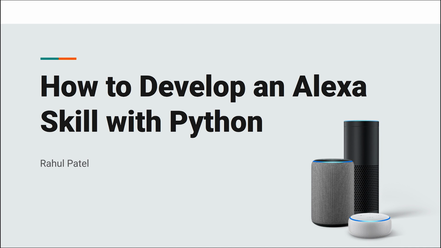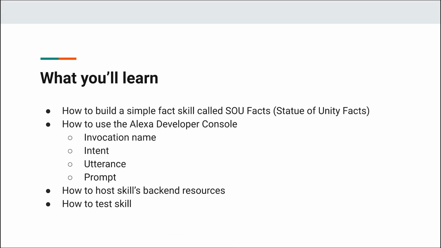So let's get started and see what we will learn in this tutorial. In this video tutorial, we will learn how to build a simple fact skill called SOU facts. Basically, in this skill, we will provide a list of interesting facts about the Statue of Unity. And Alexa will read one of those facts to the user when they start our skill. We will also learn how to use Alexa Developer Console, what is invocation name, intent, utterance, prompts, etc. We will also learn how to host Alexa skills backend like Python codes and other resources. At the end, we will see how to test the skill which we have created.